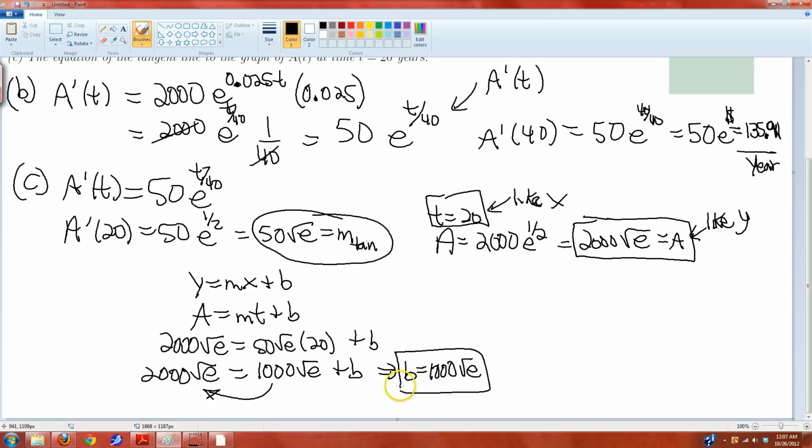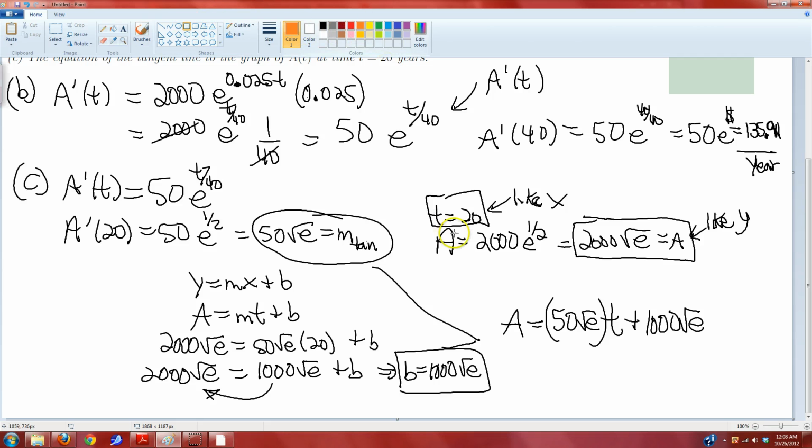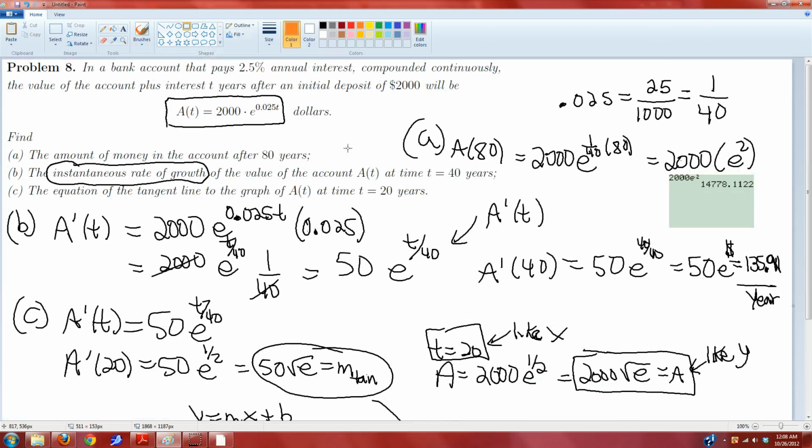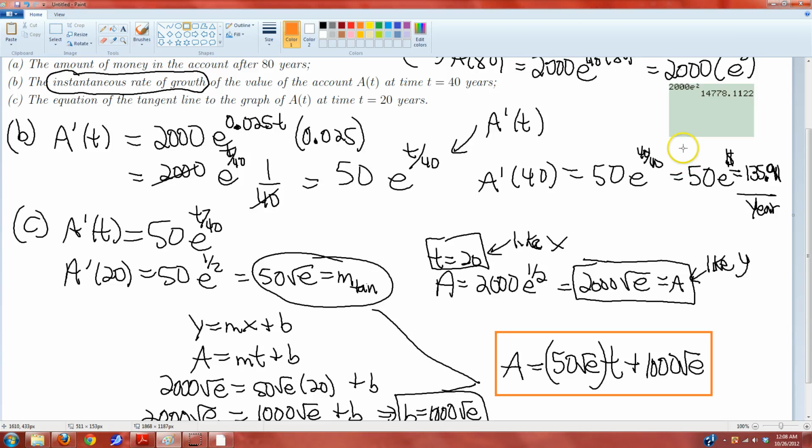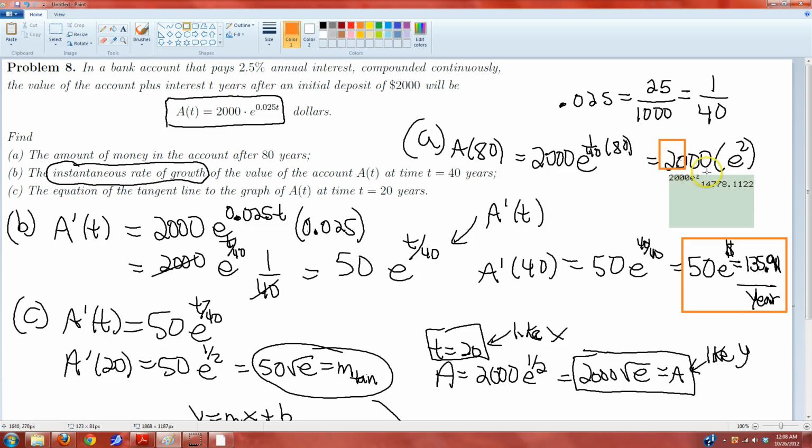Okay, so we have the b, we have the m. We put these two guys together. A is equal to mt plus b. So it looks a little strange, but yeah, that's the answer to that one. So this is the answer to C. Great. And this is the answer to B, dollars per year. This is the answer to A, which amounts to about $14,000.